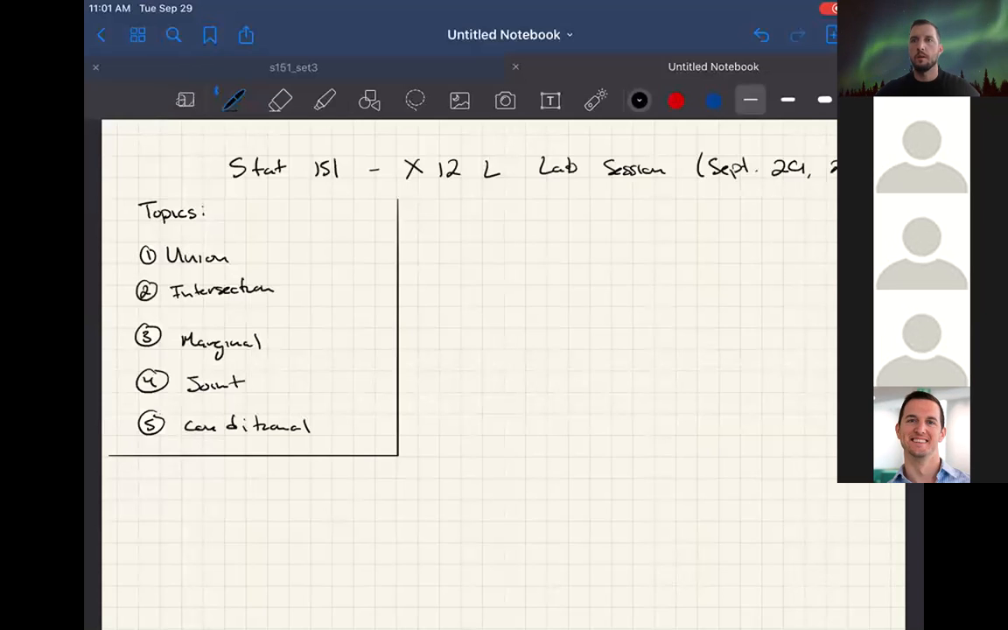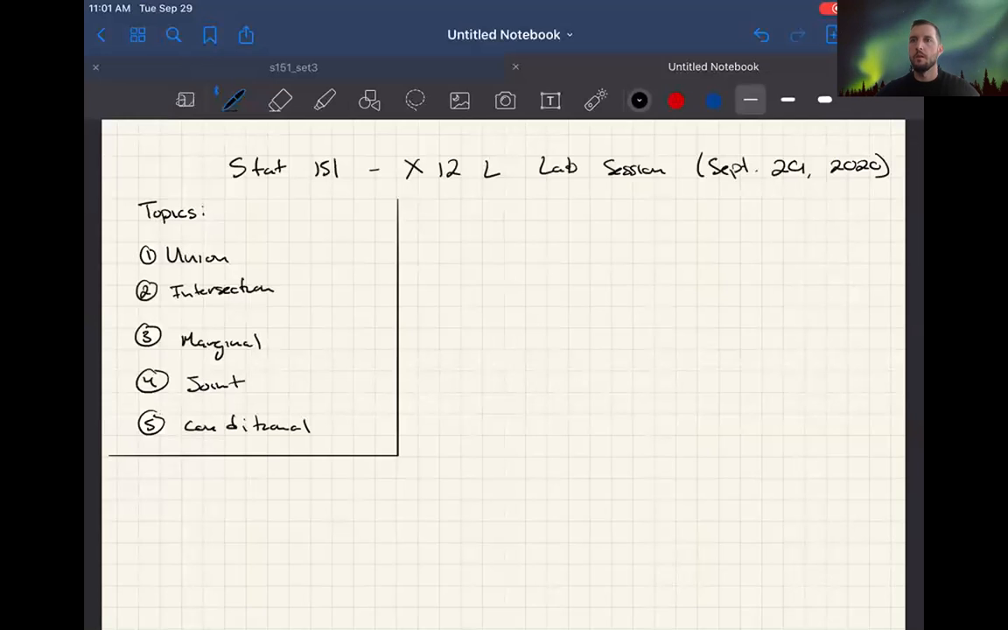So we are interested in defining a number of different probabilities. These probabilities are as follows. We have the union, we have the intersection, we have marginals, we have joints, and we have conditionals. In general, we are going to be interested in defining those probabilities using our two-way contingency table. So that will be the focus of our illustrations today.